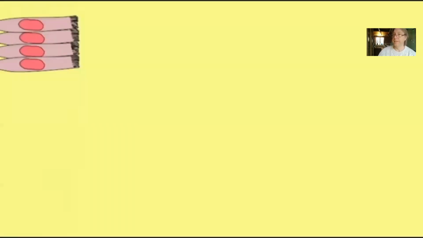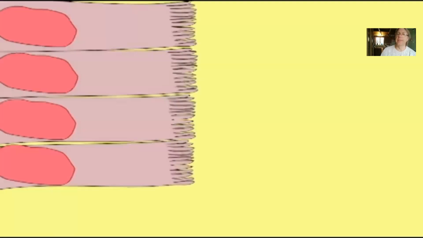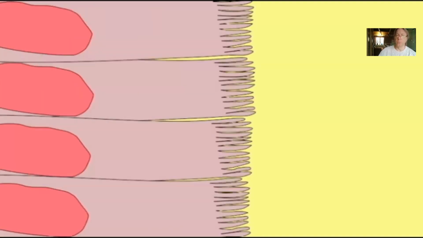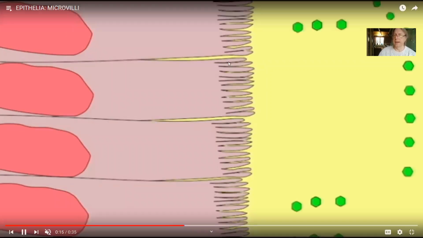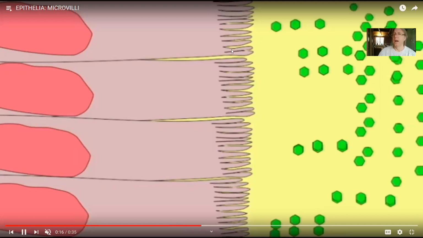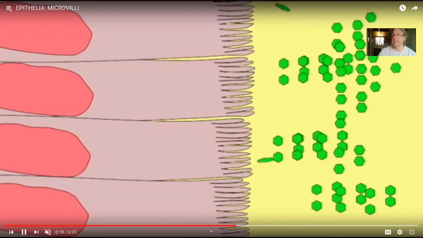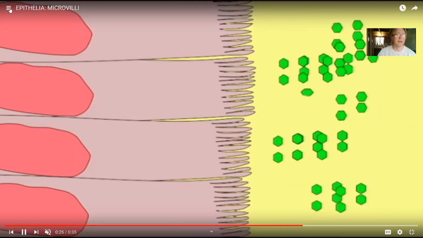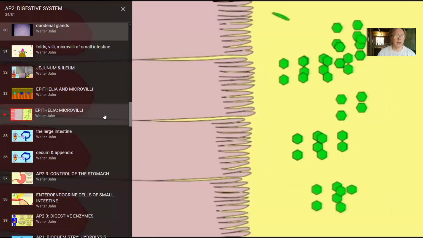If we didn't have these folds, villi, and microvilli, we would need maybe about 2,000 times the volume of the small intestine that we already have. So it is here along these microvilli that many of the enzymes which are digesting the food, and certainly the channels and pumps which then absorb the nutrients are located.